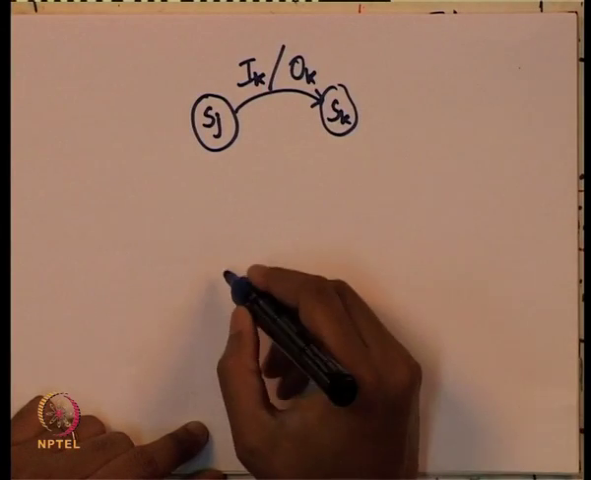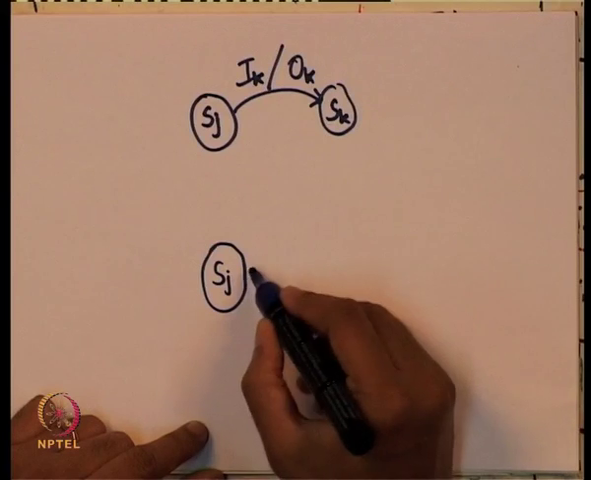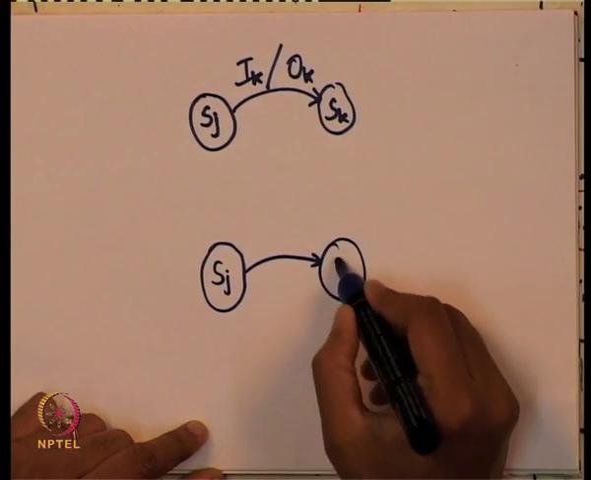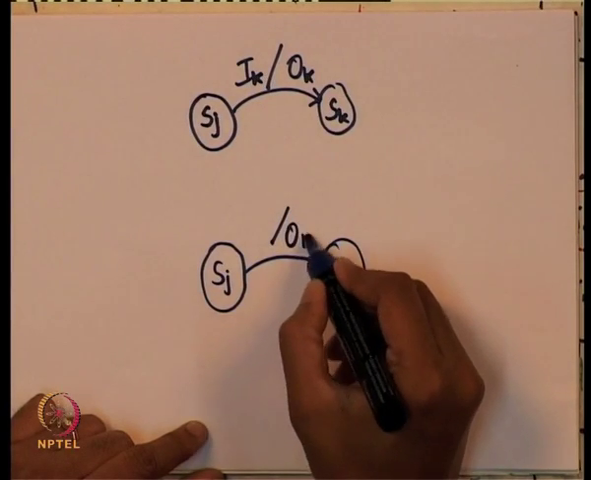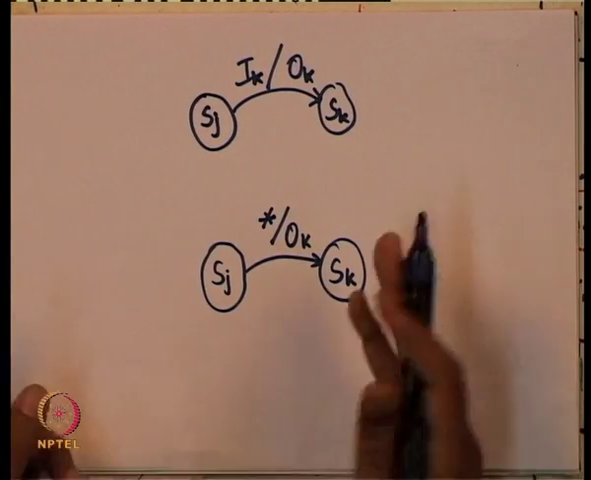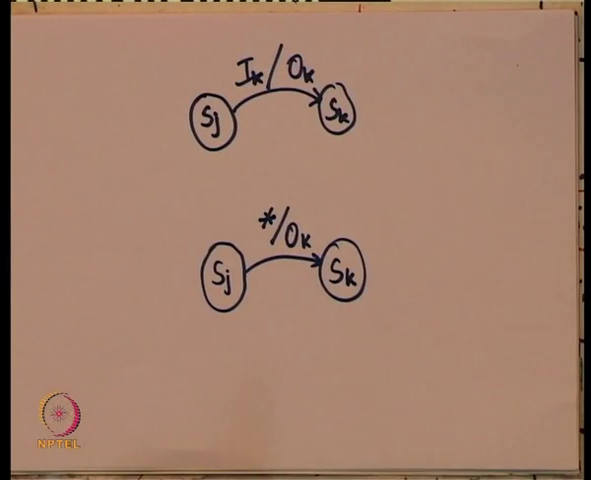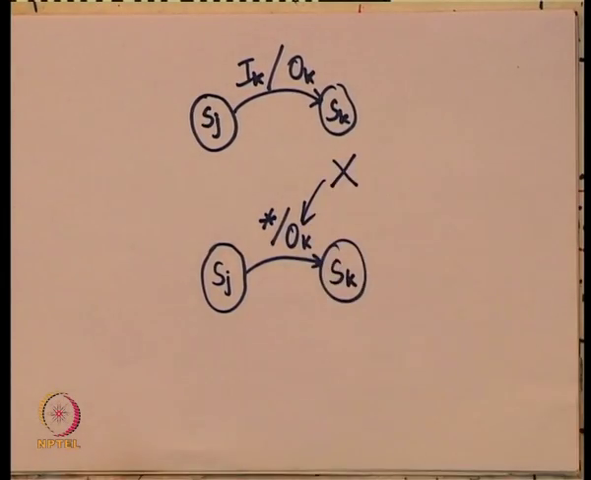For this example, what you would have is something like this. So on state Sj, you will go to Sk producing Ok, and the inputs do not matter. There is no input to the circuit explicitly, right. In this picture also you can see that, and this Ok is actually just a single bit X.